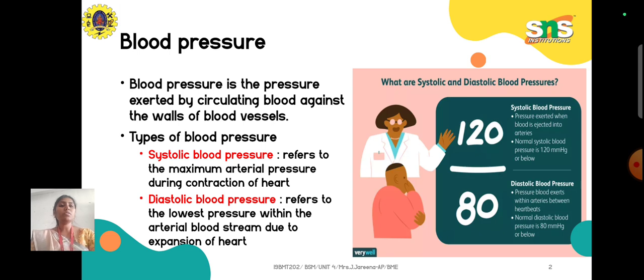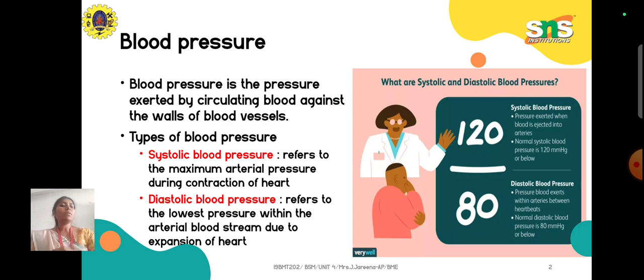So first of all, we should know what is meant by blood pressure. To be simple, it is the pressure exerted by the blood against the wall of blood vessels. You have the blood vessels, inside the blood is flowing. Whenever the blood strikes hard against the blood vessels, some pressure is created. That pressure is nothing but your blood pressure. There are actually two types of blood pressure. One is systolic blood pressure, another one is diastolic pressure.